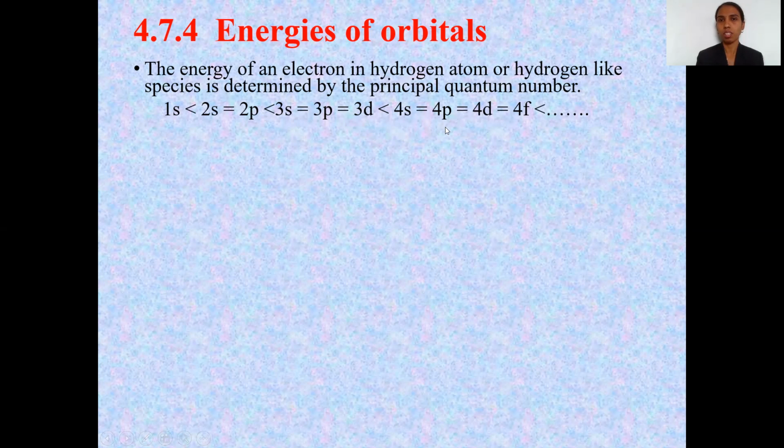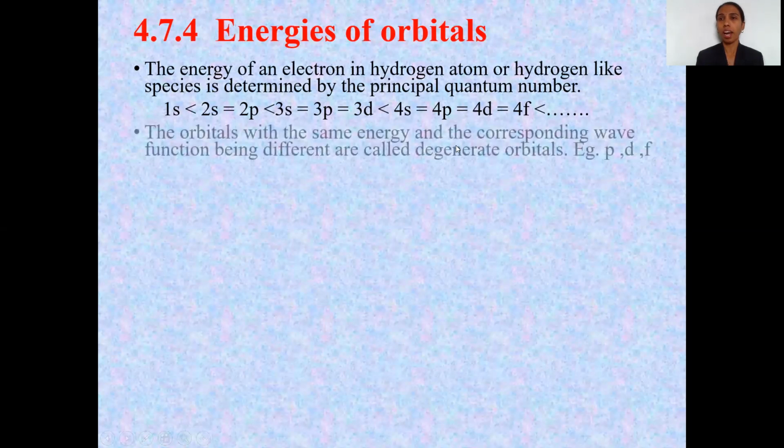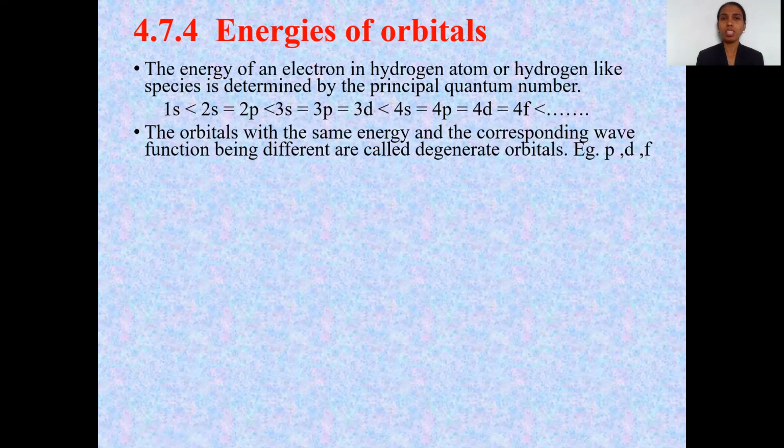Now this sequence or order is for hydrogen or hydrogen-like species, meaning the atom which contains only one electron. Now the orbitals with the same energy and the corresponding wave functions being different are called degenerate orbitals. For example, p, d and f orbitals. Means the orbitals which have the same energy while the wave function is different. त्यांचं wave function different असेल परंतु energy मात्र same असणार आहे.